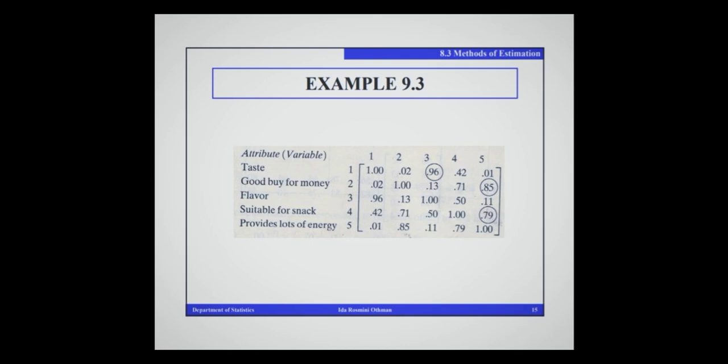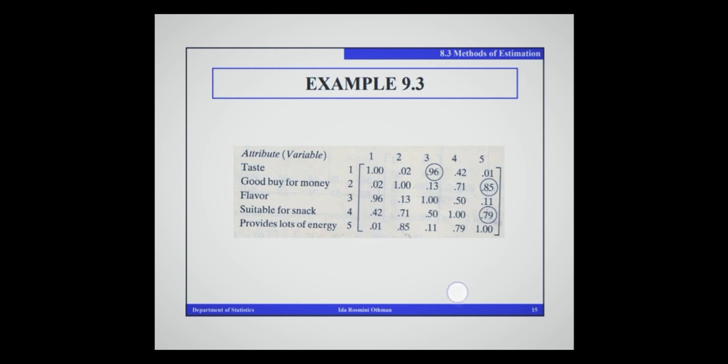Kita tengok example 9.3. Okay, from your textbook, page 491. Okay. It's given here, dia bagi kat sini correlation matrix. Okay, dia bagi R matrix. So from here we can know that there is 5 variables, right? We have 5 variables. So all the diagonal is 1 because this is the correlation matrix, and all the other element adalah correlation between the variables.